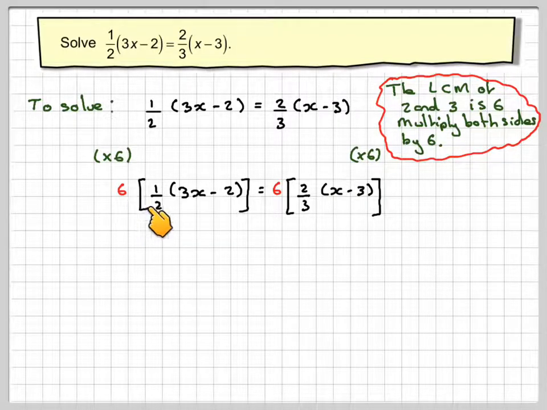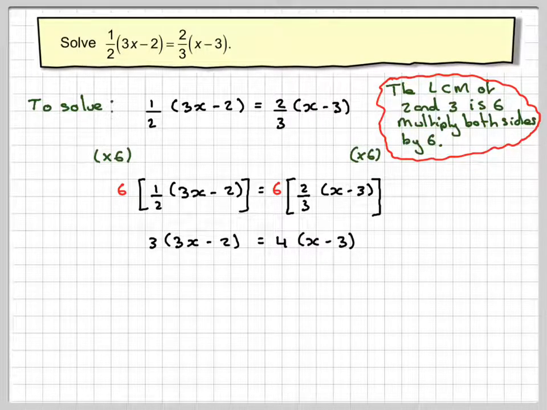Right, 6 divided by 2 is going to give me 3, so the next step is going to be 3 times (3x - 2). Here we're going to have 6 divided by 3, which is going to be 2. 2 times 2 gives me 4(x - 3). So doing this process, multiplying by the lowest common multiple, sort of removes all the fractions from the equation, so it makes it easy to do.